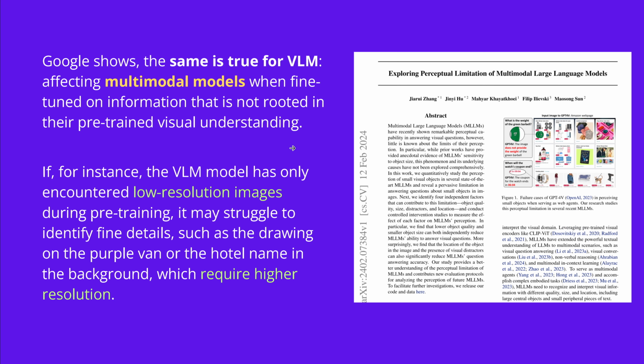Another topic is here: the VLM has only encountered low-resolution images in its pre-training. Sometimes it's a 1K image or a 2K image at best. Hardly any training data set is on 4K or 8K, and not even talking about videos. So it only encountered low-resolution images during the pre-training phase. It may struggle, of course, to identify finer details, such as the drawing on a purple van or the hotel name in the background, which would require higher resolution images.